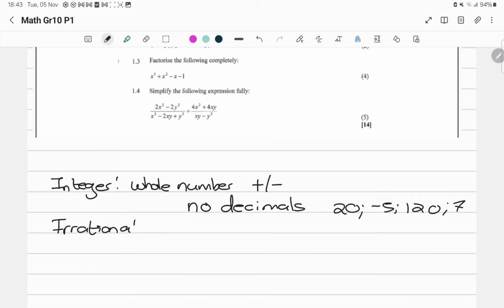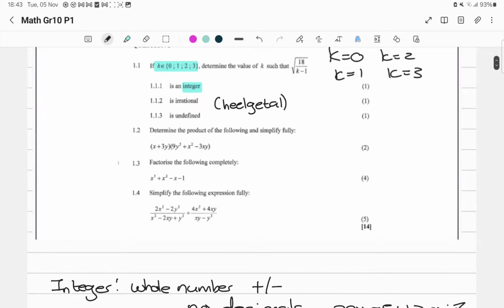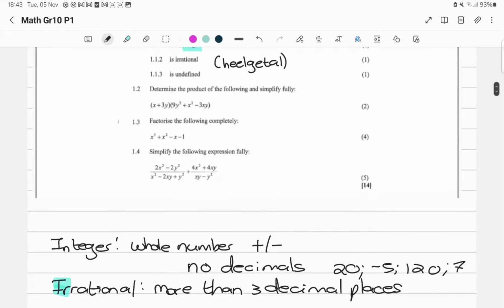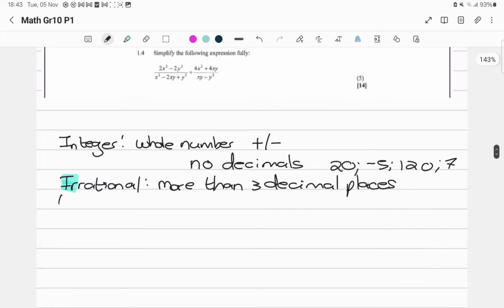Then the next one is an irrational number. So remember the word "ir" means that something is not rational. So if it's not rational, it means it has more than 3 decimal places. Remember the problem here is that if it has a pattern, it can be a rational number. But if there's no pattern and it has more than 3 decimal places, then it will be an irrational number.